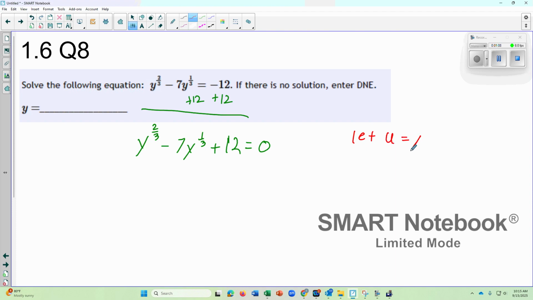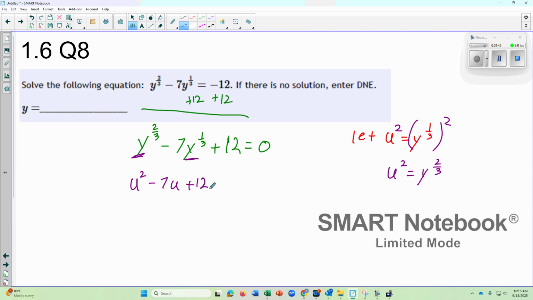Let u equal the y to the power of 1/3. And then if you think about it, if you were to square both sides, you'd end up with u squared being equal to, remember, power to a power you multiply, that'd be y to the power of 2/3. So I can substitute those in for these values right here, right? So y to the 1/3 that I have written in red is equivalent to u, and y to the power of 2/3 is equivalent to u squared. So I'm going to go ahead and put that in here.